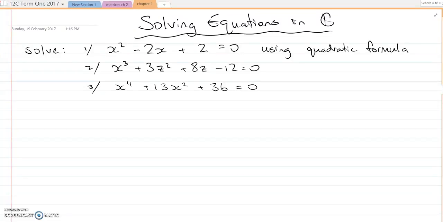Alright, a few more examples we're going to solve like we've been doing. Okay, so the first one, x squared minus 2x plus 2 equals 0. We could do as we have done earlier and complete the square and solve this one. But when it's a quadratic like this, you can actually just use the quadratic formula.